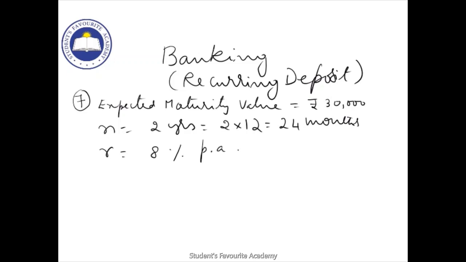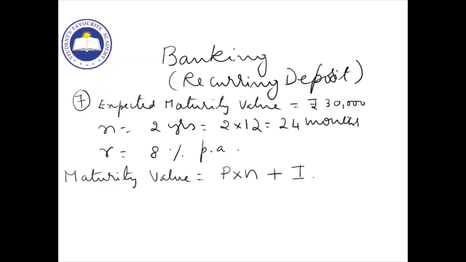Right? So now, according to our formula, what is our formula for maturity value? Of course, as I told you, MV is not allowed. We tend to write it, but please children, do not write that, it won't be acceptable. So the maturity value formula is P, that is our monthly installment, into n plus I. This is the formula for maturity value. Now from this formula we can calculate I. I told you, I'm just revising once again.